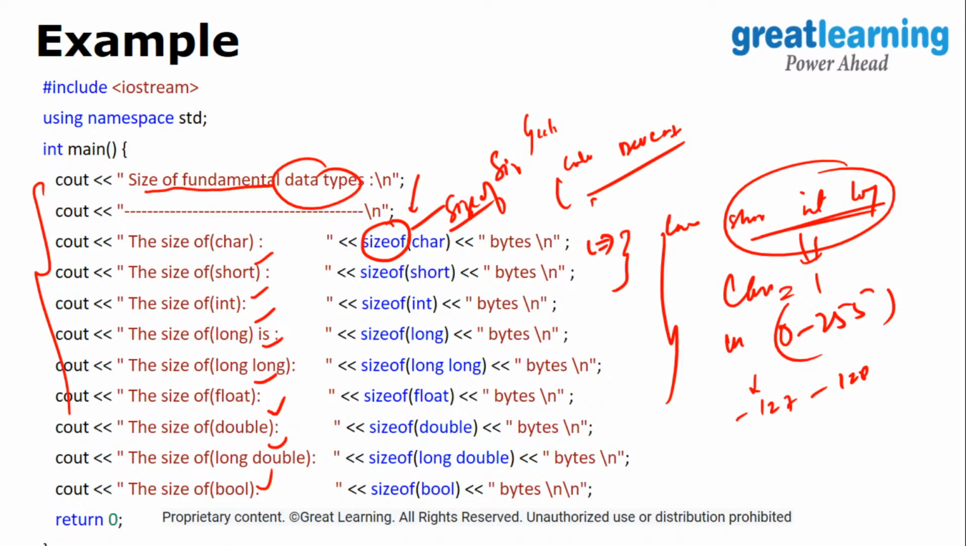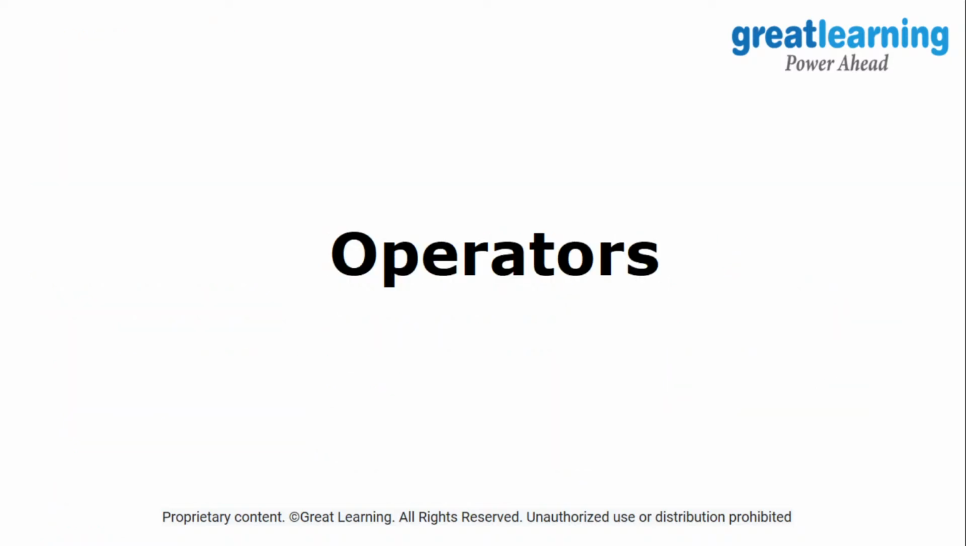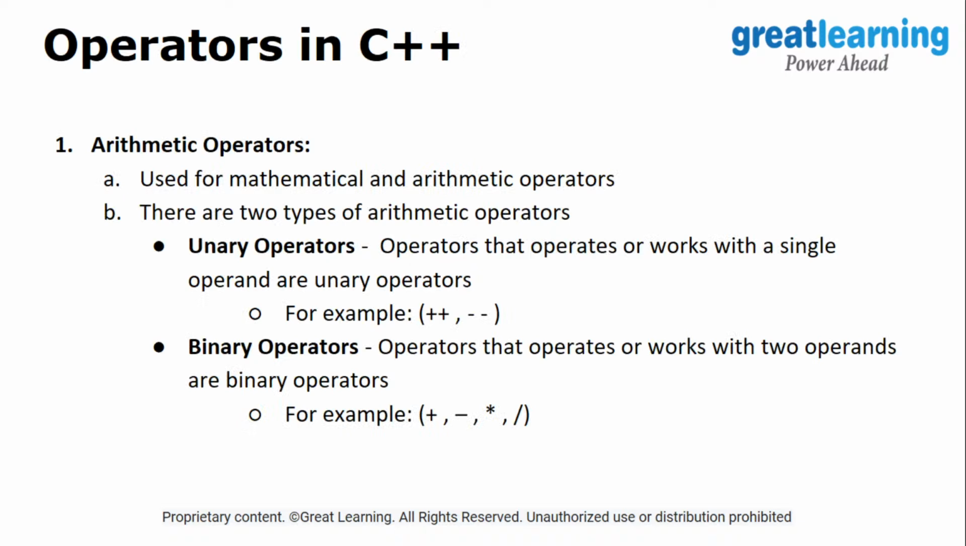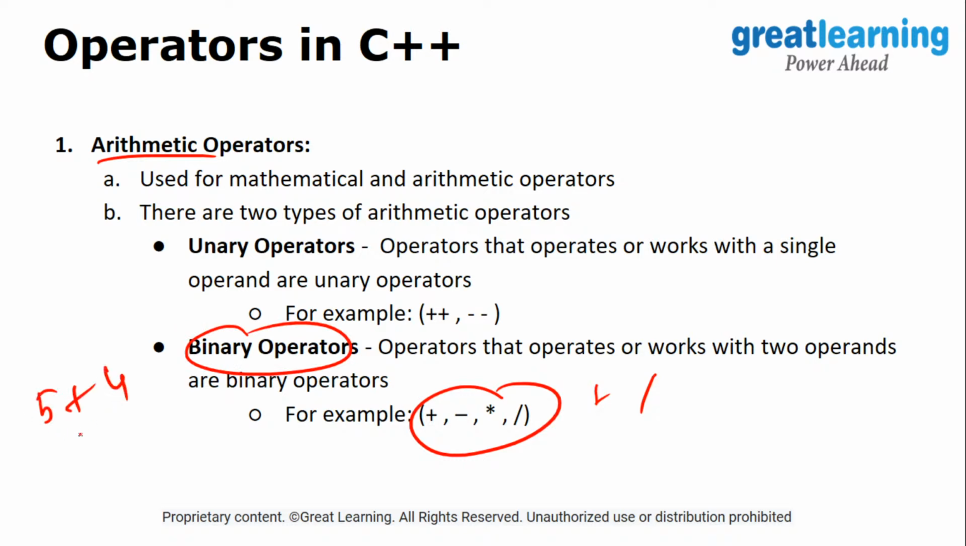Cool. So now let's move ahead and talk about operators. These are basic things, and every programming language has these operators. First is the arithmetic operator, where addition, multiplication, division, modulus, all those things come into the picture. It's a binary operator because you need two operands, that is 5 plus 6, or 5 plus 4. These are operands, which is why it is known as binary.